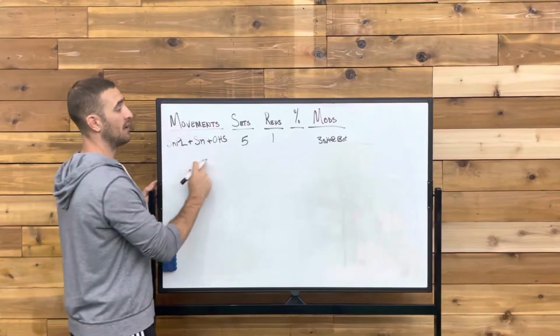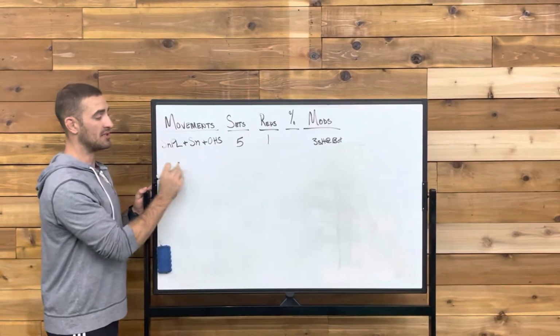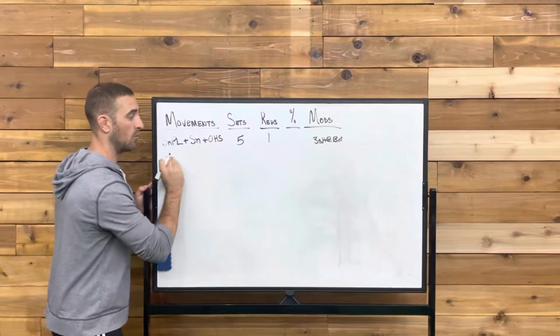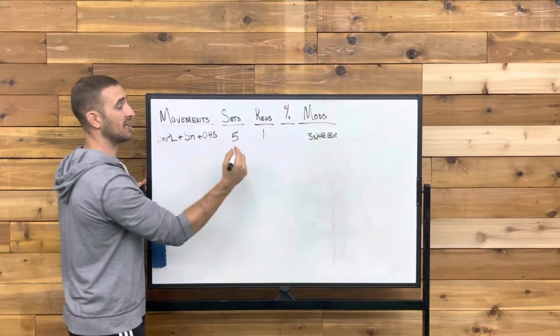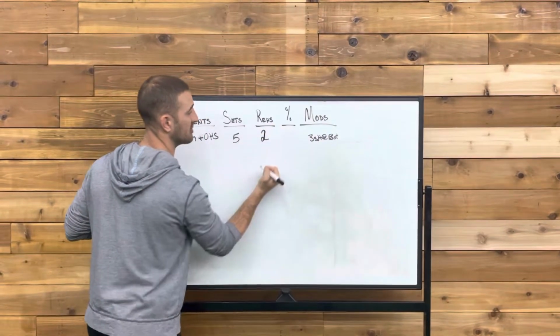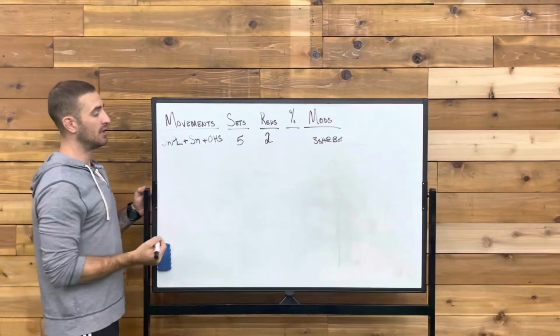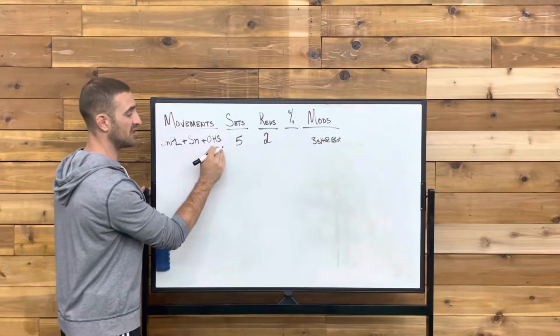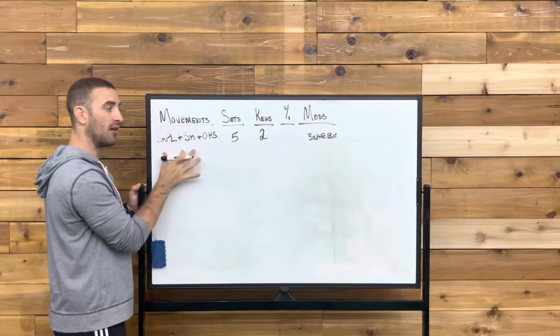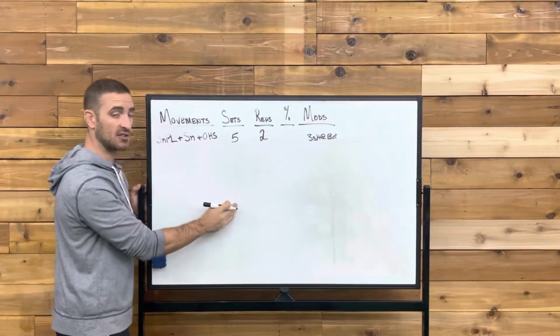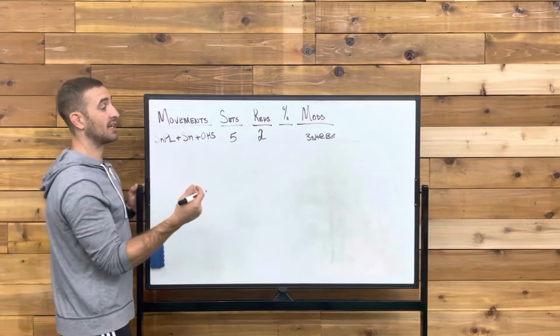So what does that mean? If it says 1, that means I need to go through this plus this plus this 1 time for 5 sets, right? Let's say it says 2 repetitions on this complex. That means I need to go this plus this plus this, and then this plus this plus this again. 2 reps of that complex for 5 sets total, right? Let's say it got a little more complex.